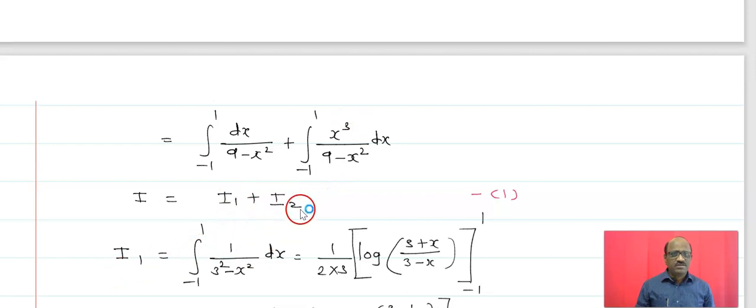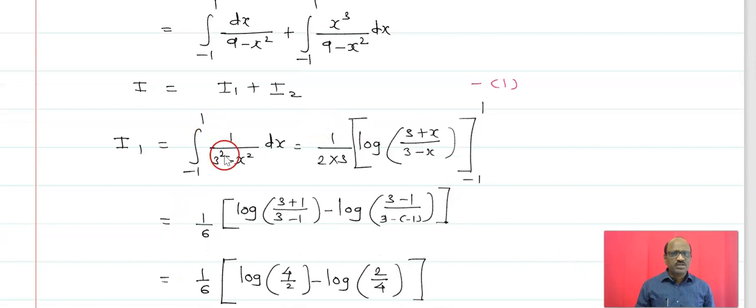Therefore, we'll solve the first, I1. I1 is equal to integral minus 1 to plus 1 of 1 upon 9, that means 3 square minus x square, dx. And it is of the form integral dx upon a square minus x square. You will get the result 1 upon 2a log of a plus x upon a minus x. What is a here? A is 3. Therefore, 1 upon 2a, where a is 3, that is 1 by 6 log of 3 plus x upon 3 minus x.